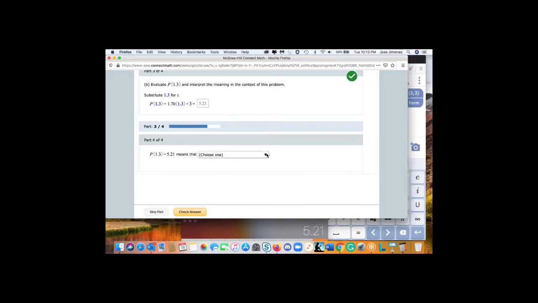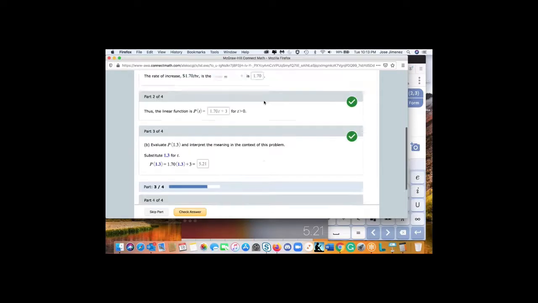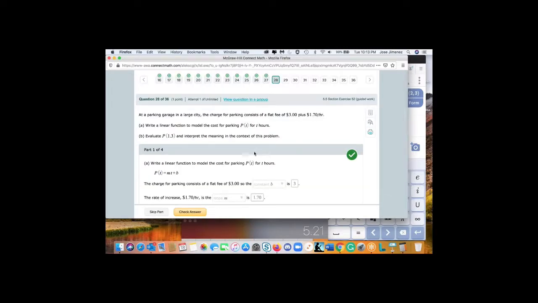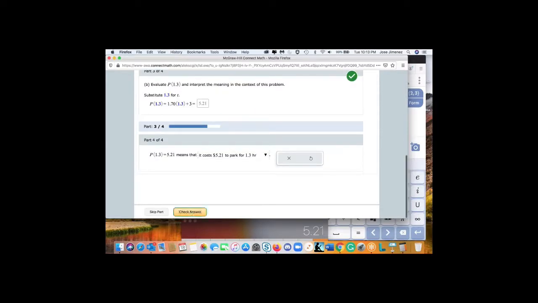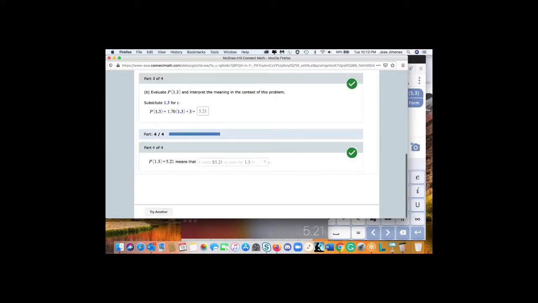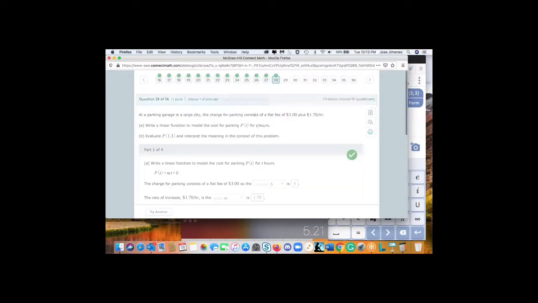It means that it costs 5.21 to park for 1.3 hours. Yes, this is giving the time in hours, per hour. Yes, see, that's the meaning. It's a very good problem.